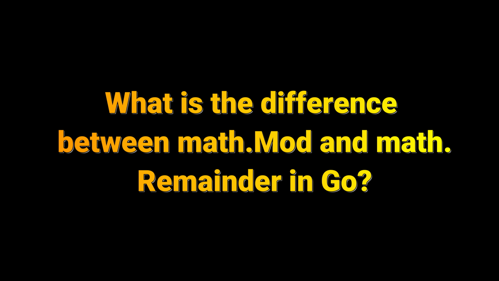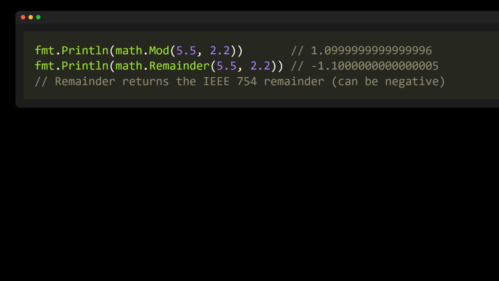Question: what is the difference between math.Mod and math.Remainder in Go? Answer: in Go, math.Mod and math.Remainder both calculate a remainder for floating point numbers, but they follow different rules. math.Mod returns a result that has the same sign as the first number, and is usually what people expect from a normal modulo operation. math.Remainder follows the IEEE 754 standard, and its result can be negative even when both numbers are positive. Because of this, the two functions can return very different results for the same input.